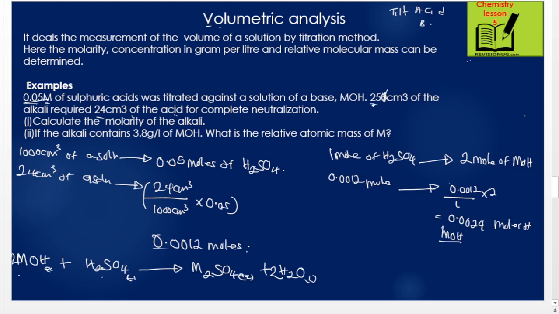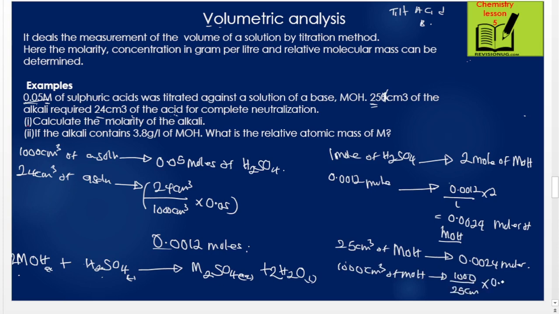These moles are equivalent to the volume there, which means that 25 cubic centimeters of the alkali, MOH, contain 0.0024 moles. Now we want the molarity. How about 1000 cubic centimeters of MOH? This is going to be 1000 out of 25 cubic centimeters times 0.0024 moles.